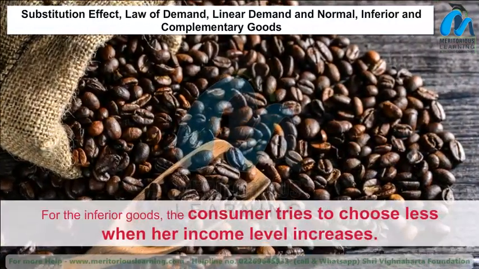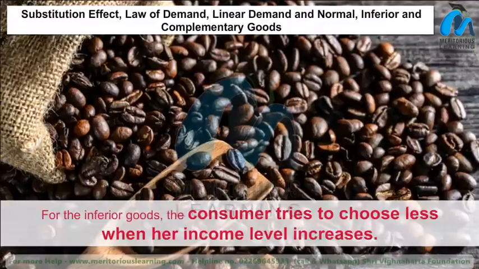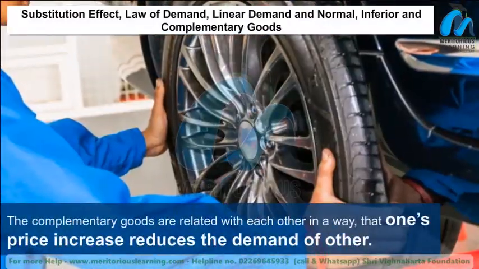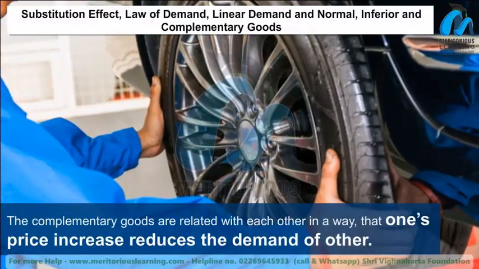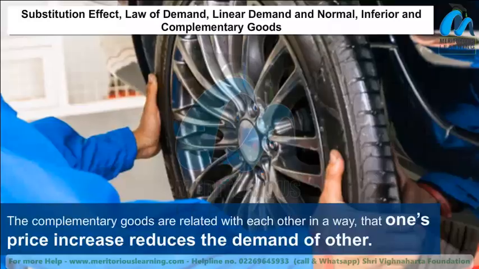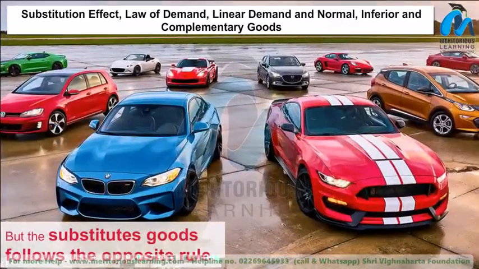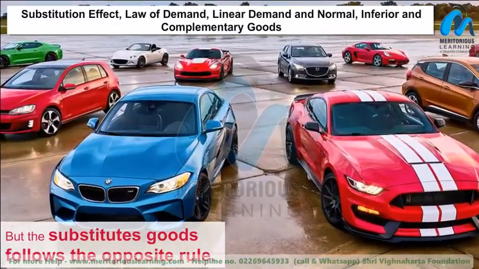But for inferior goods, the consumer tries to choose less when her income level increases. Complementary goods are related to each other in a way that one's price increase reduces the demand for the other. But substitute goods follow the opposite rule.